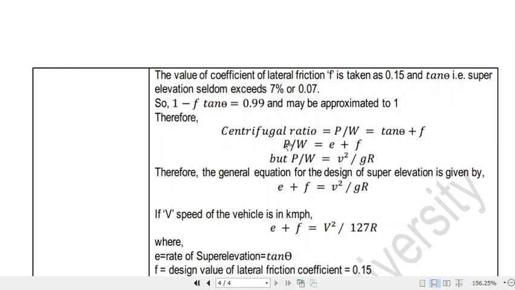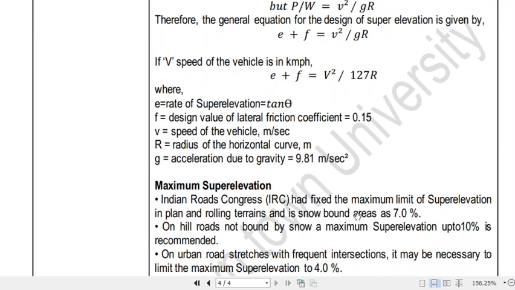Now you know that P by W equal to V square by g R. Now tan theta is basically the super elevation, that is E, plus F. So E plus F equal to V square by g R. This is the main equation of the super elevation if we consider the design speed V in meters per second. If we consider V in kilometers per hour, that equation will become E plus F equal to V square by 127 R.